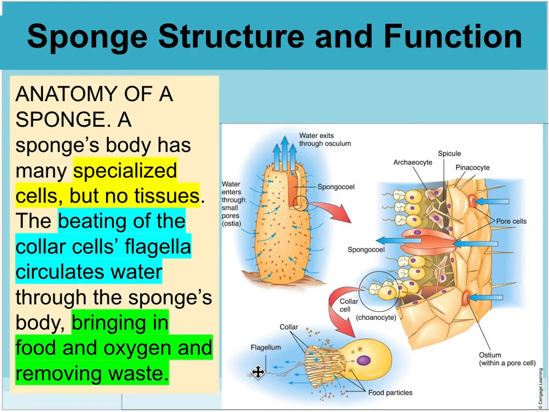So we're going to explain some of those cells here. They have a cell called the collar cell, and the collar cell has a flagella on it that beats and helps the sponge circulate water. In this diagram, the water's coming in the sponge and the flagella help push the water along and move it out through the osculum at the top. So this brings in food and oxygen. It also helps get rid of waste.